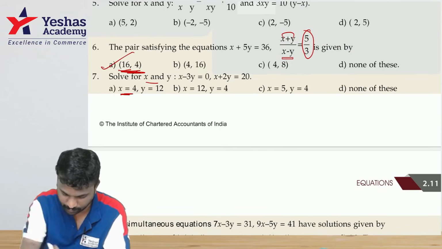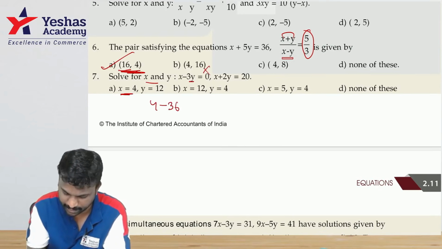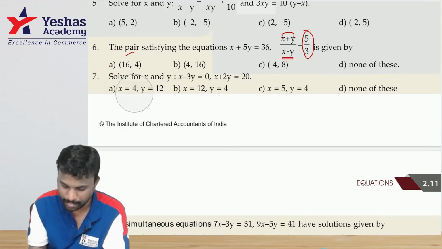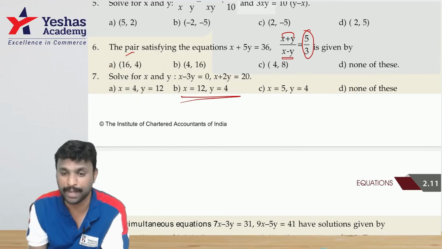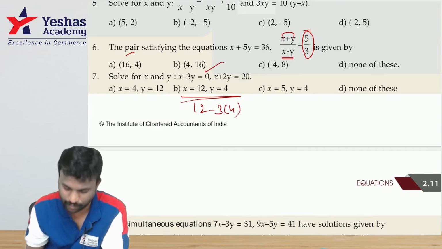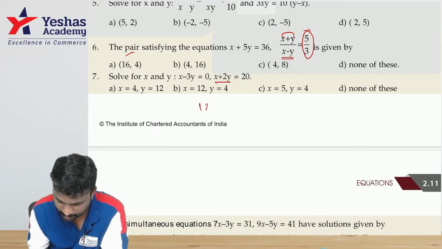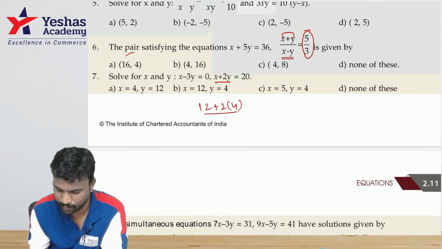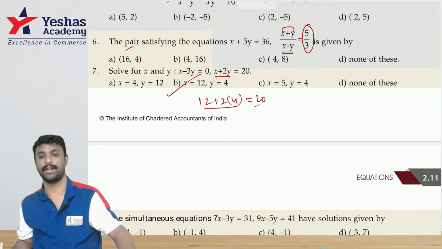If I hit x value as 4 and y value as 12, 3 4s are 12, 3 12s are 36. So 4 minus 36 is definitely not equal to 0. So option B, let me hit now. If I hit option B, x value is 12, 3 into y value is 4. So 12 minus 12 is 0. First equation got satisfied. Now second equation, x value is 12 plus 2 into y value is 4, 12 plus 8 is 20. So it is given to be 20 only. Therefore, option B is the right answer.